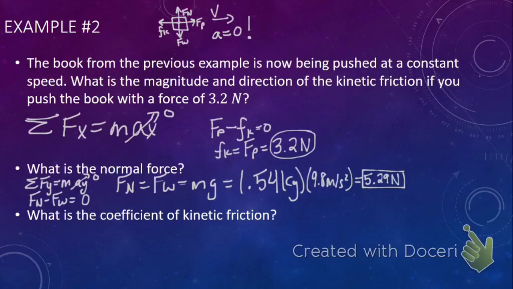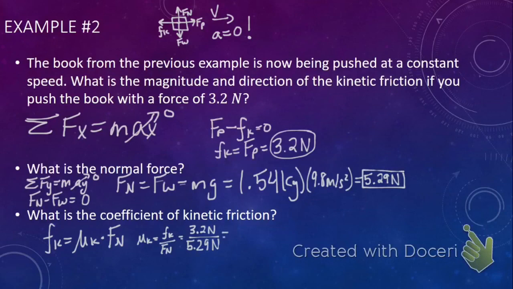So from here we have our value of our kinetic friction, we have the value of our normal force. We can go ahead and find the coefficient of kinetic friction. So kinetic friction is equal to mu k times our normal force. Therefore, mu k is equal to our kinetic friction divided by our normal force. That means we have part A divided by part B. So 3.2 newtons divided by 5.29 newtons gives me a coefficient of kinetic friction of 0.60. Remember, no units. The coefficients have no units.